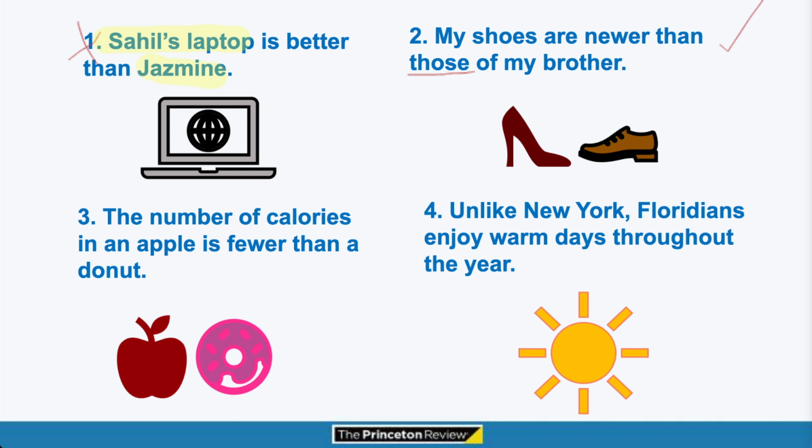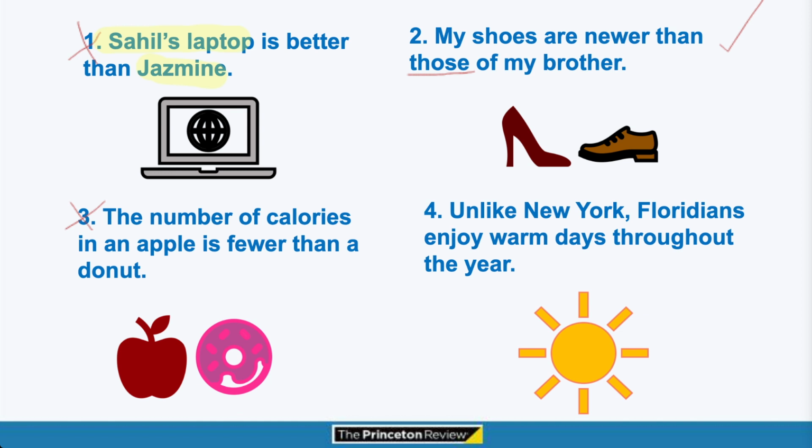But this comparison is incorrect because it says the number of calories is fewer than a donut. We would have to say the number of calories in an apple is fewer than the number of calories in a donut. Or we could use another variation, but we have to make it clear that we're talking about the number of calories in one thing versus the number of calories in another.